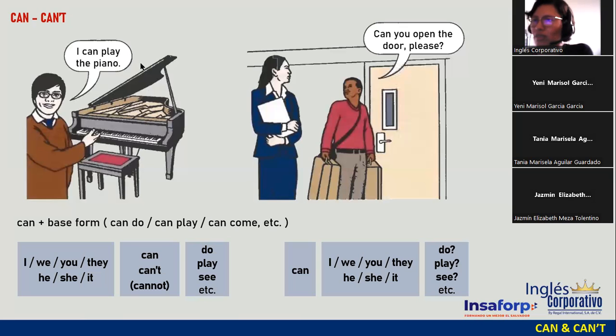So take a look at the two sentences. I can play the piano. Can you open the door, please? Right? Obviously, más adelante van a ver can para permission y para requests, ¿verdad? But right now we're studying can for ability, pero quiero que sepan que lo podemos usar también para pedir permisos y también, ¿cómo les puedo decir en español? Para pedir algo, ¿verdad? Permisos, pero también para hacer requests, como para hacer requerimientos, ¿ok?